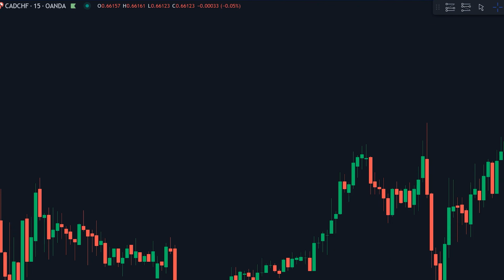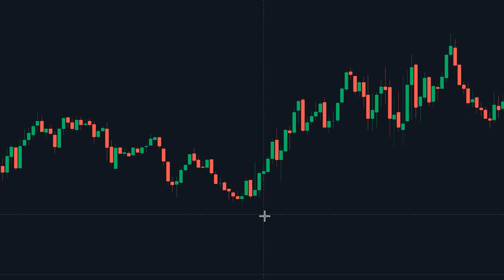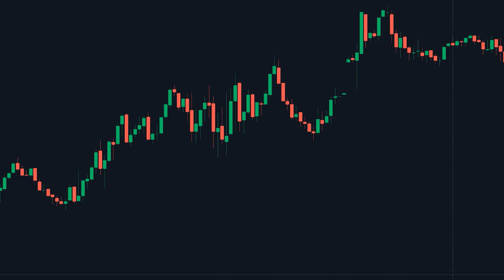And now we can add the extra indicator that we need to use in conjunction with this one to craft our strategy.